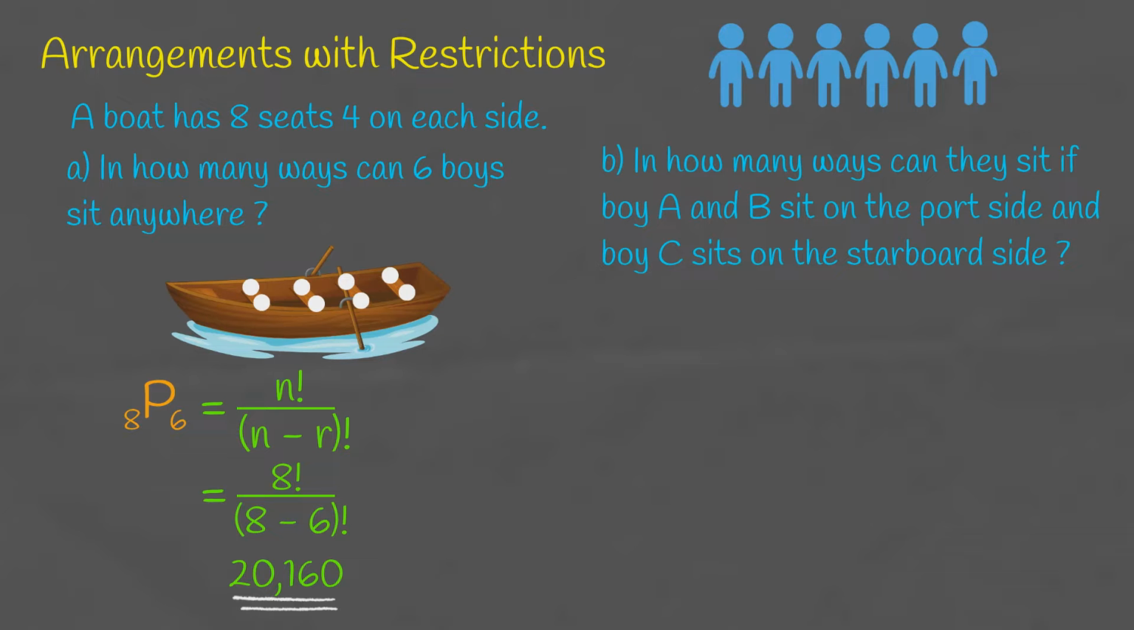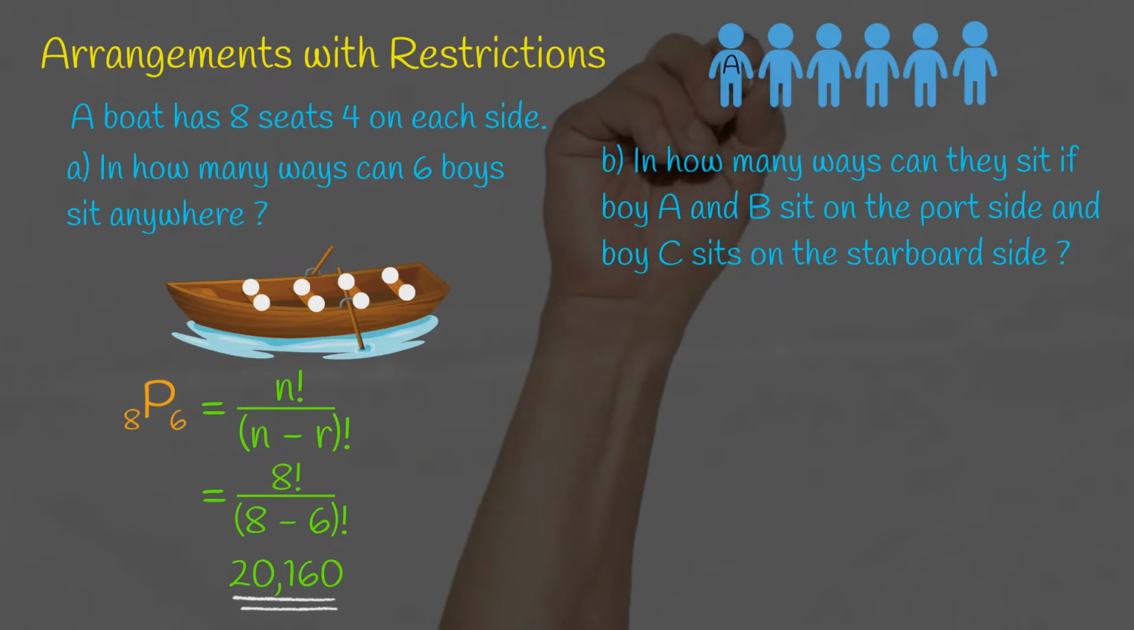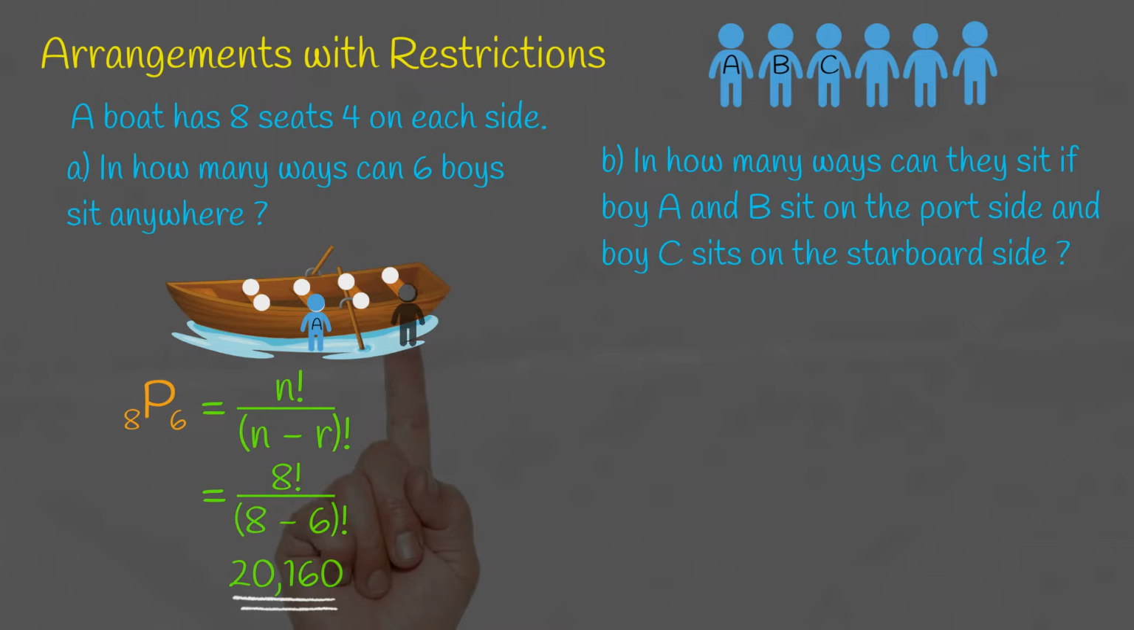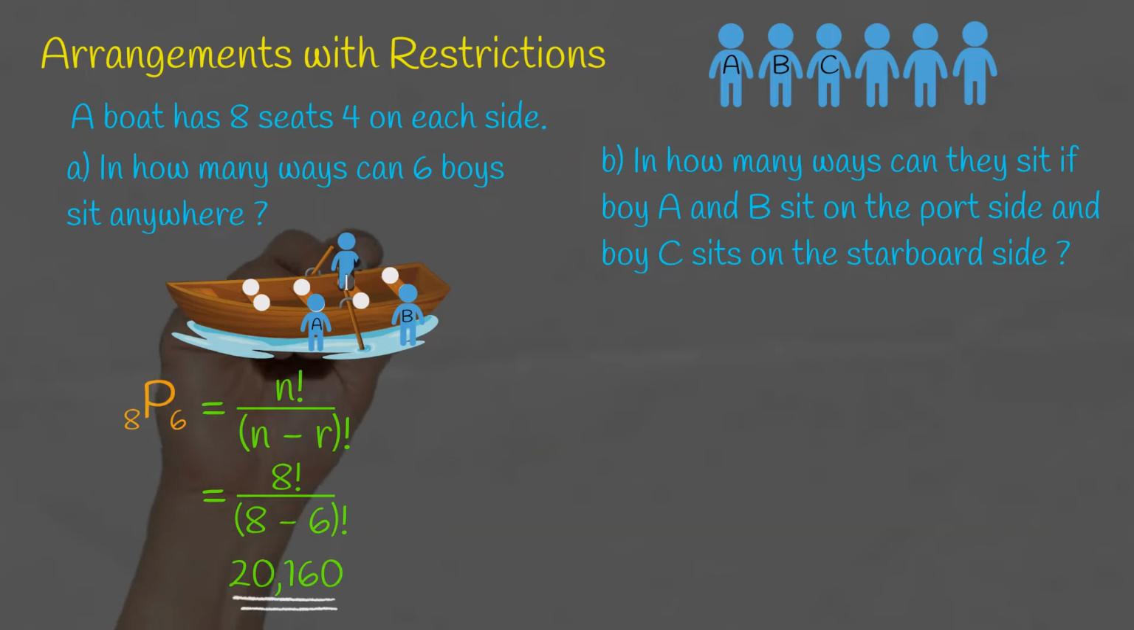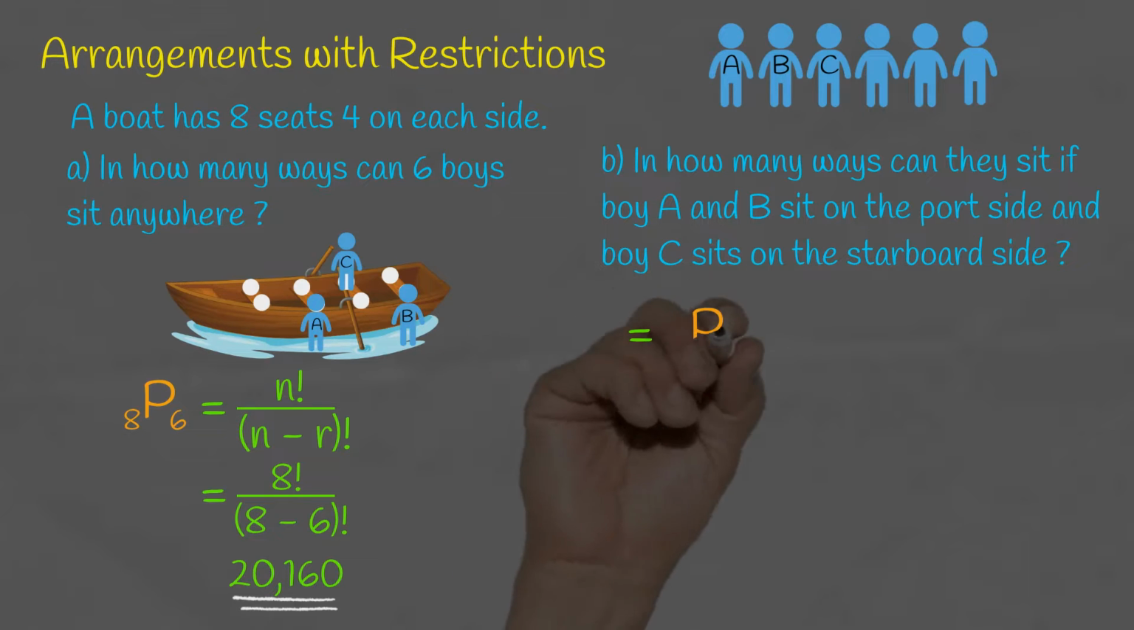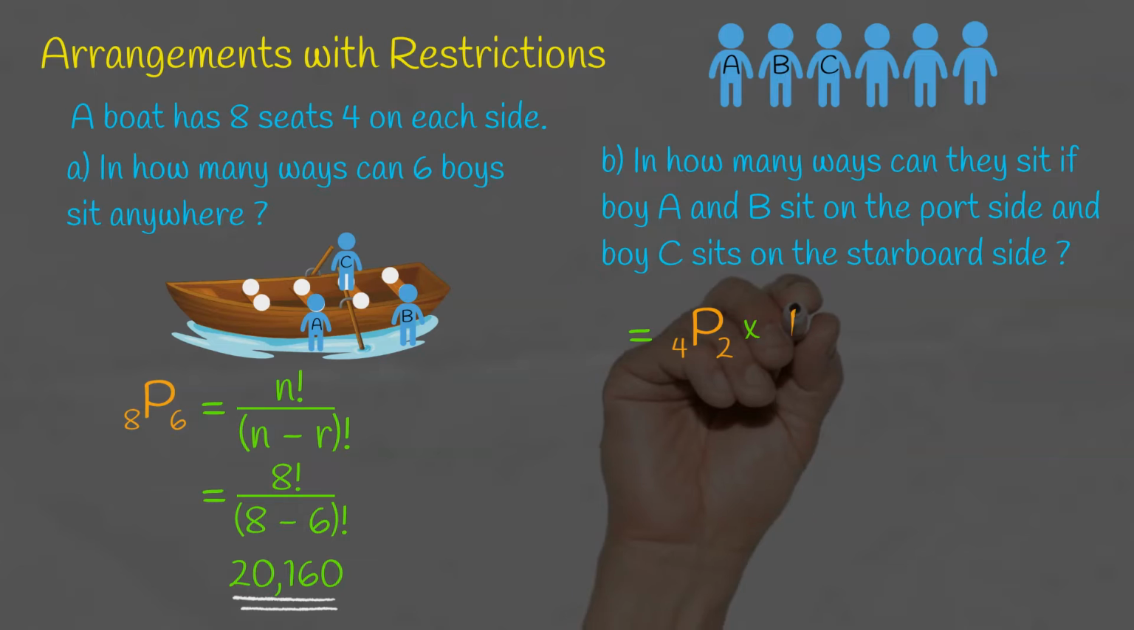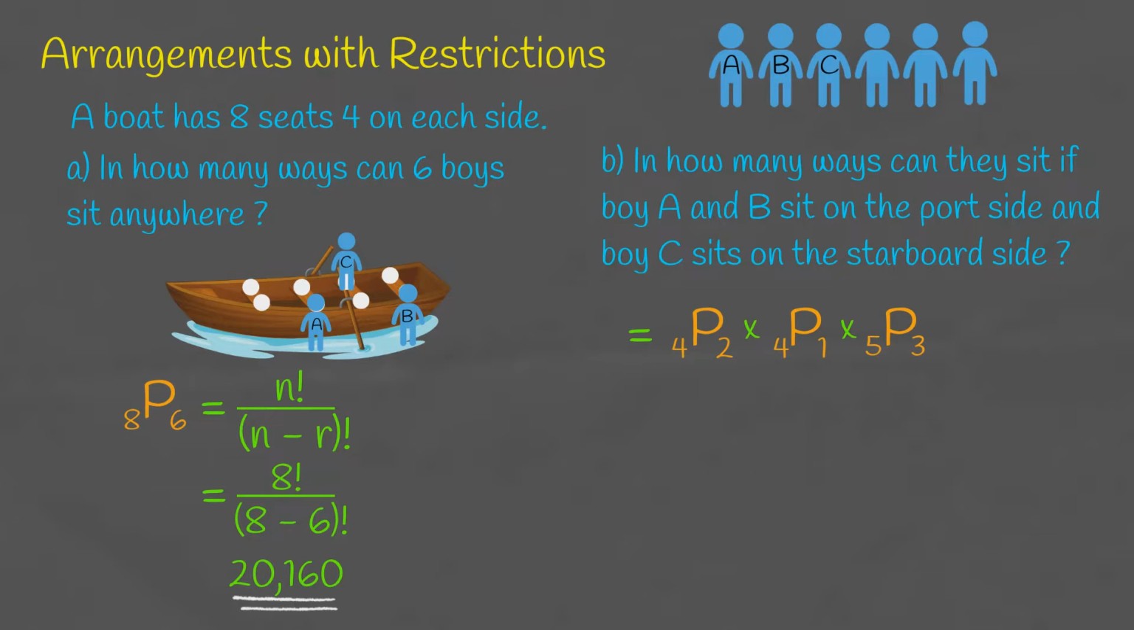In part B, we have to work out in how many ways they can sit, but we're given that boy A and boy B are sitting on the port side and boy C is sitting on the starboard side. So again, it's a permutation, but this time we have 4P2 because we are choosing 2 boys to sit in the 4 seats on the port side, times by 4P1 because we're only choosing 1 boy to sit on the starboard side, and then we have to times that by 5P3 because there are 5 seats left and we have 3 boys we still have to put in those seats.